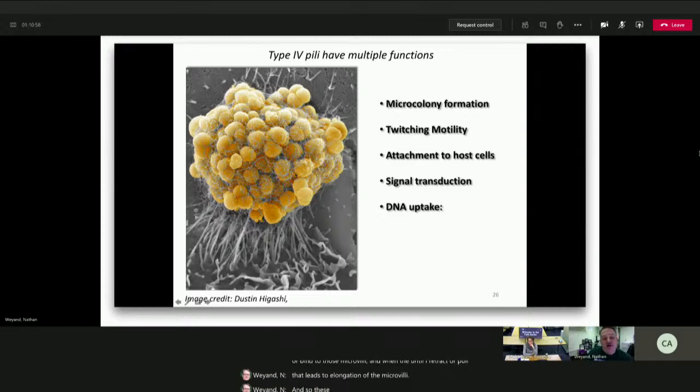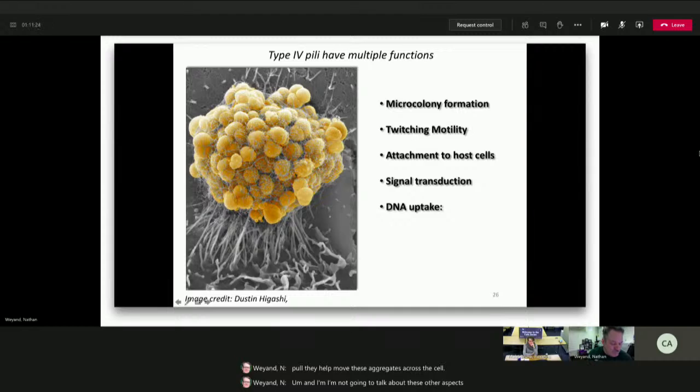These type 4 pili have multiple functions, some of which are listed here. They allow aggregates to form, which we call microcolonies, and they power a form of motility called twitching motility. When the pili pull, they help move these aggregates across the cell. I'm not going to talk about the other aspects, but I just mentioned DNA uptake. They can acquire DNA from the environment, and this function helps Neisseria gonorrhoeae acquire antibiotic resistance, which is a really big problem right now.